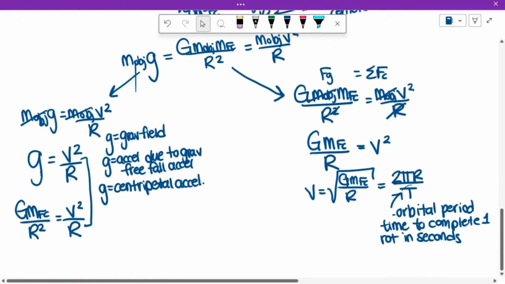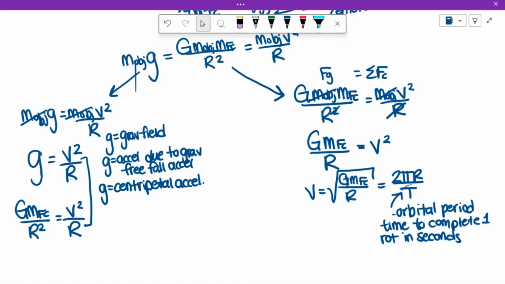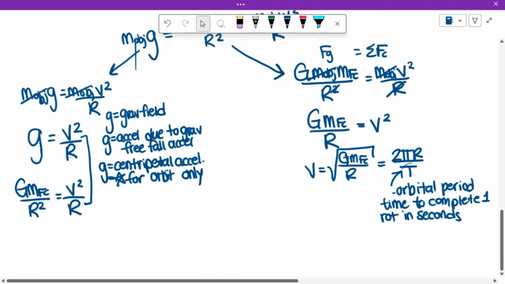Now g has a bunch of names, but we can find it all the same way. That's little g, right? So we got a little g and a big G. That's how I often refer to them. Big G being that universal gravitational constant, little g being the gravitational field, the acceleration due to gravity, and if we're orbiting, the centripetal acceleration as well. That's for orbit only. Okay. All right, and that's about the end of this video.